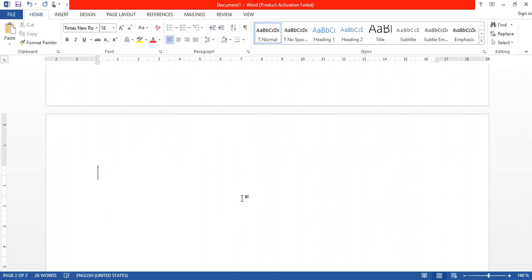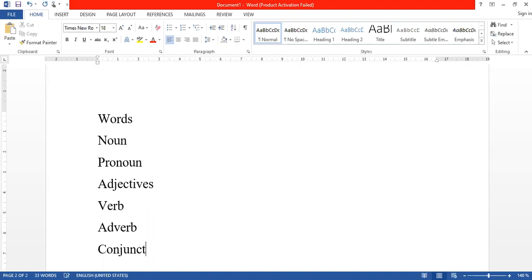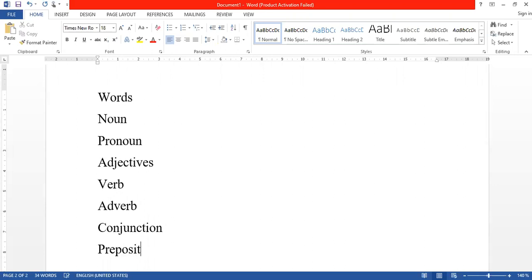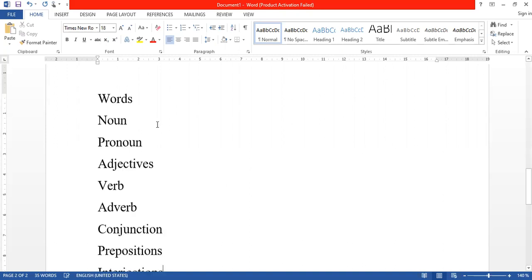Before we start, we have to discuss what we are going to discuss in this class, right? So the first and foremost thing is to identify words, right? आपको words को identify करना है. तो इसमें हमारे पास noun आते हैं. We've got pronouns, adjectives, and then verb, adverb, conjunction, prepositions, and interjections. These are the eight classes of words, right?